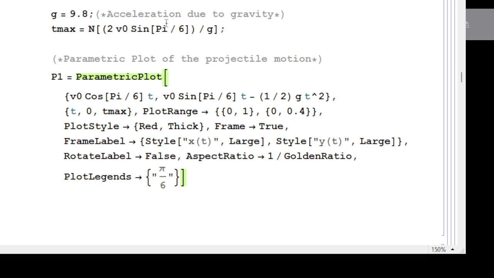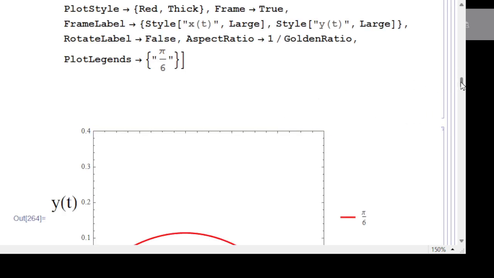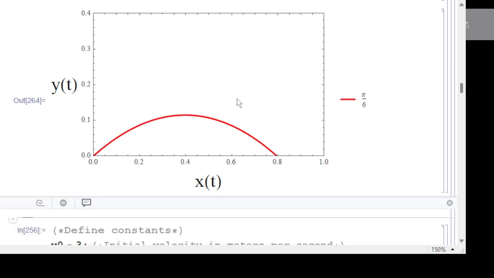So maximum time can be obtained from this situation, and this is the plot range, and plot style is red thick, and we apply some frame, and the frame label can be written in this way, and rotate label is false. And further, this is another useful command to see a very effective graph, and the plot legends is pi by 6. So when we press shift enter, we get this parabolic form of the projectile equation, and this graph is plotted for pi by 6.